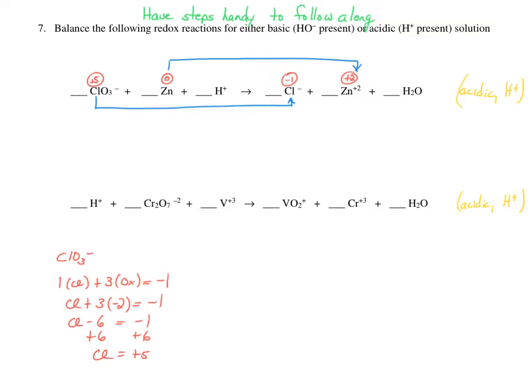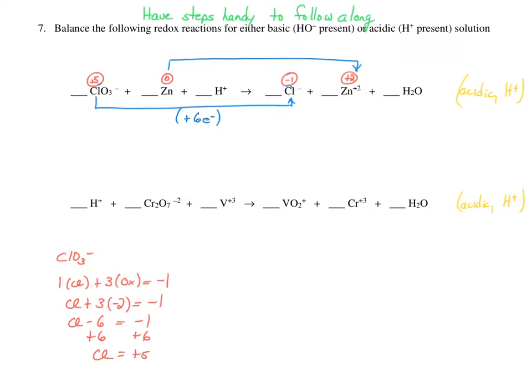Next, we worry about electrons. We have chlorine going from +5 down to -1. So 5 down to 0 is going to be 5 units. 0 to -1 is an additional unit. There's 6 units of change, and therefore this process involves 6 electrons. 5 to 0 is 5. 0 to -1 is 1 additional.